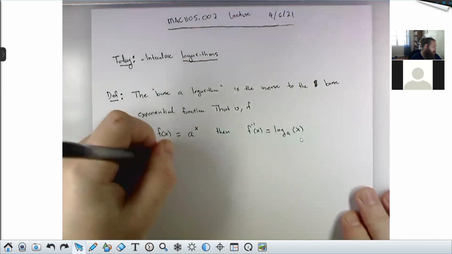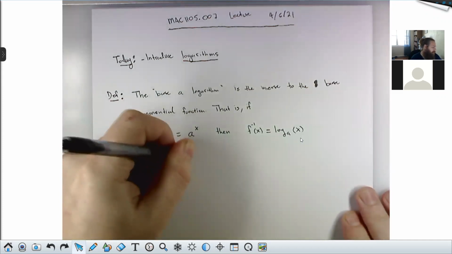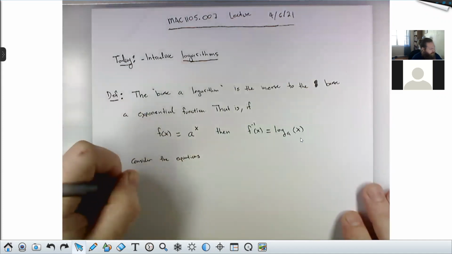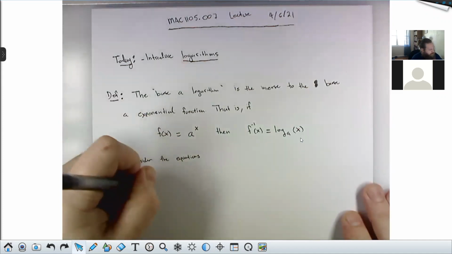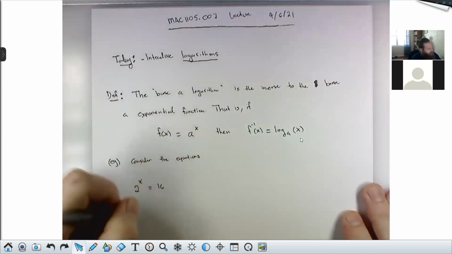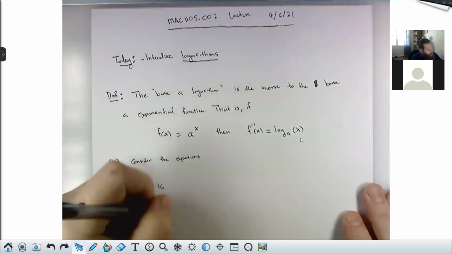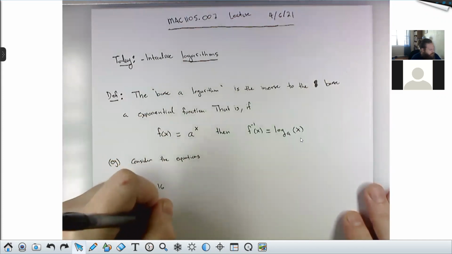Consider the equations 2 to the x equals 16. 3 to the x equals, let's say, 1/9.